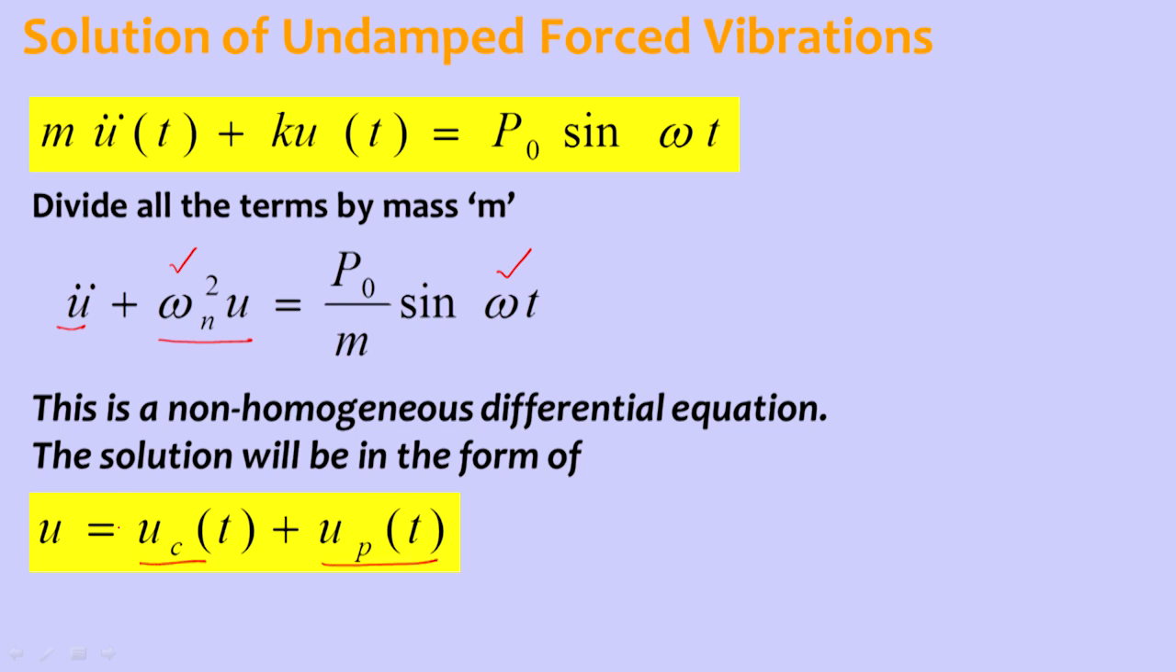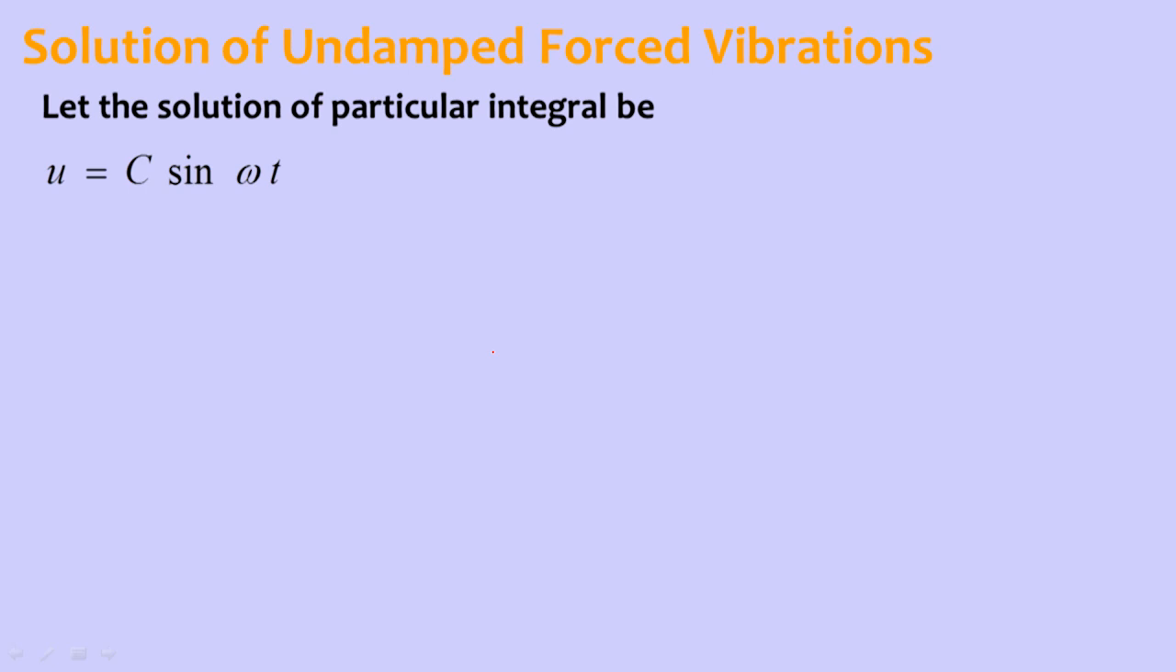The complementary component depends on the natural properties of the structural system, and the particular integral depends on the force being applied. Now let us evaluate this particular integral and complementary function. So how will the particular integral be? Usually if the forcing function is sin omega t, the particular integral will also be of the form c sin omega t, with some constant c which we need to evaluate.